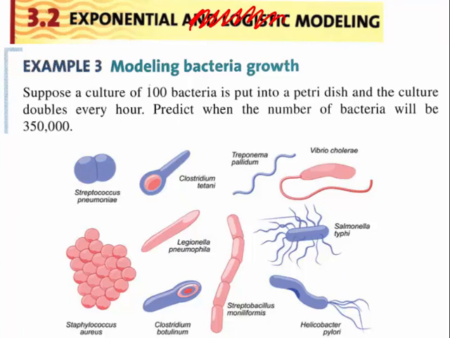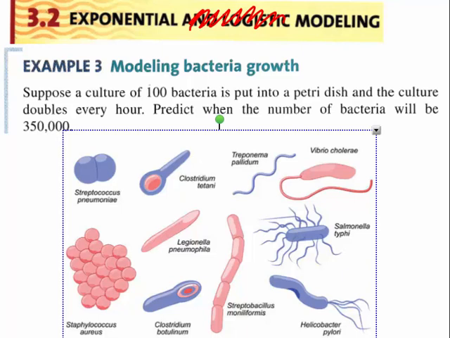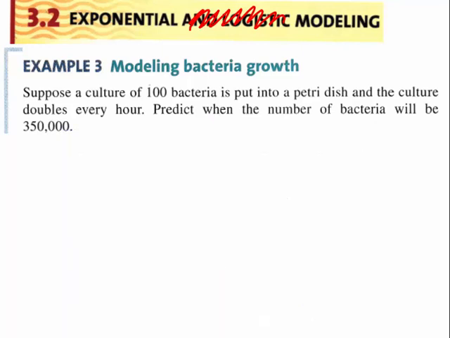Let's start with bacteria. And by the way, this is something that you've seen in Algebra 2 before, so if it seems familiar and you think you got a hold of this on your own, then good, but this is a refresher since it's been a little while. Let me get this picture out of the way. I know nothing about any of that stuff, I'm just a math guy. Let's say we have 100 bacteria in a petri dish and the culture doubles every hour. Predict when the number of bacteria will be 350,000.